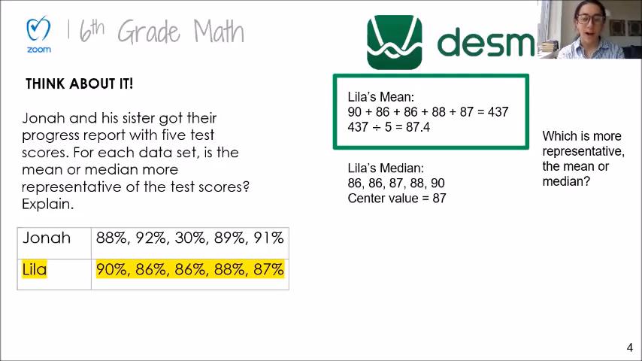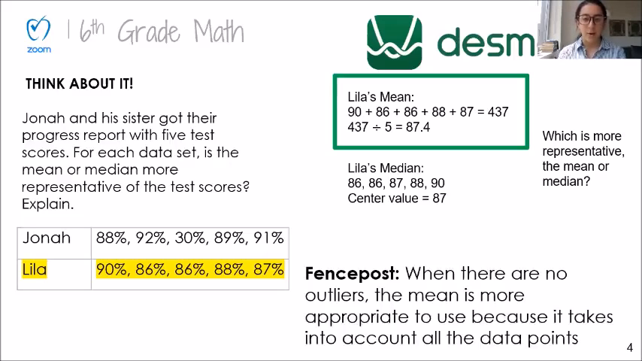And the reason why the mean is still a strong representation, unlike in Jonah's data set, is because Lila's data set does not have any outliers. Let's stamp that key point. When there are no outliers, the mean is more appropriate to use because it takes into account all the data points.